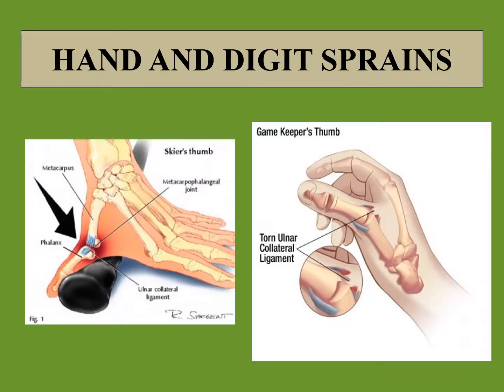This picture shows the mechanism of injury for the skier's thumb, or the rupture of the ulnar collateral ligament at the MCP joint of the thumb. Again, it's also called gamekeeper's thumb, the same injury.